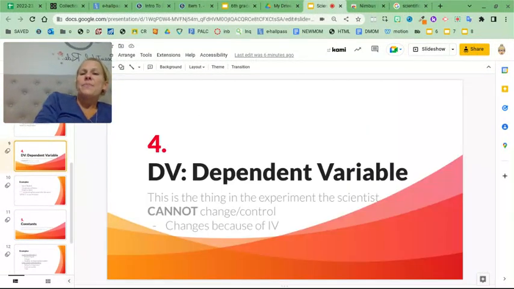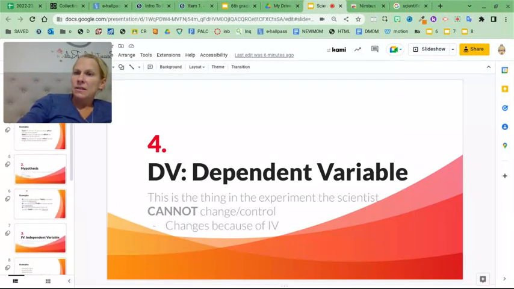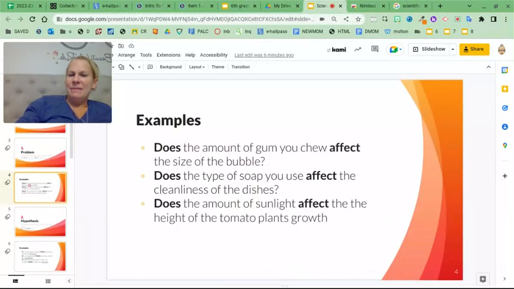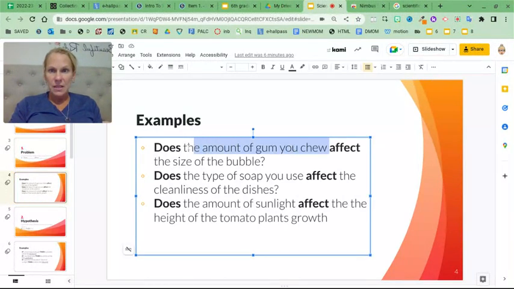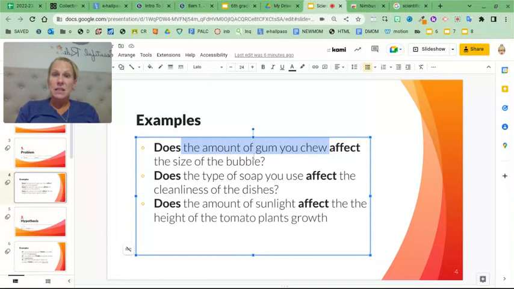The next variable is the dependent because it depends on what the independent is. It goes up and down, not because of me, but because of that independent variable. So let's take a look at our examples again. If my problem has already addressed the independent, well, guess what? The only other part of the experiment left is the size of the bubble.